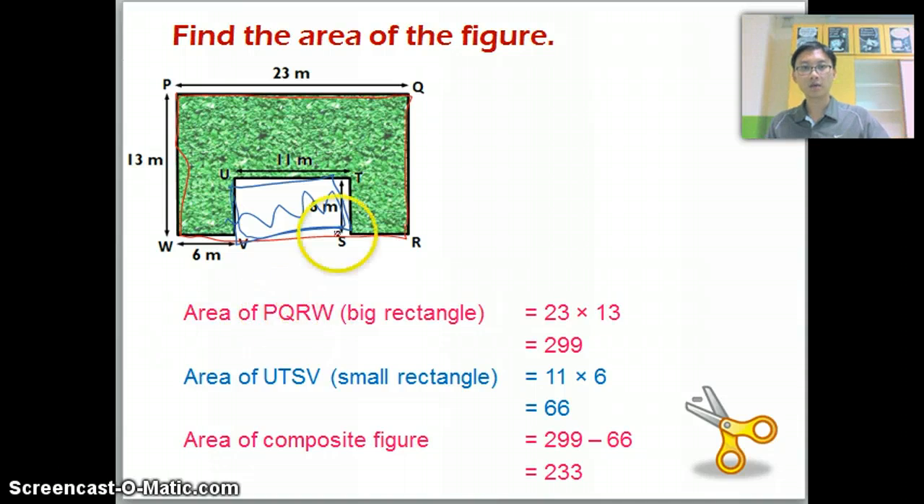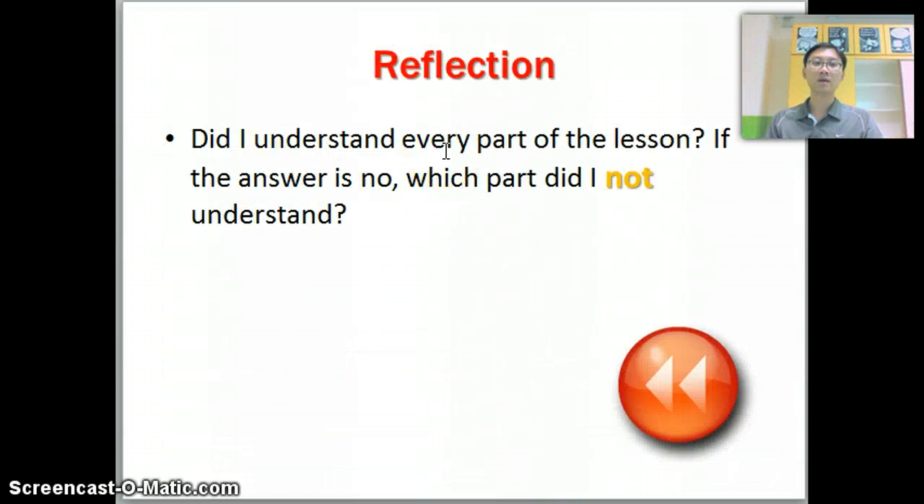So area of PQRW, which is my big rectangle, is 23 length times 13 breadth. So 23 times 13 will give me 299. Okay, so this is my big rectangle. UTSV, which is this, is my small rectangle. So it is 11, which is the length here, times 6, which is the breadth here. So 11 times 6. Then I subtract to find the area of this green part here. So this is basically what cutting is about. You find the big one minus the small one, that will give you the result. Cool? Right, that's it.